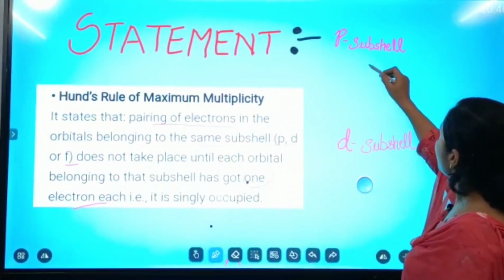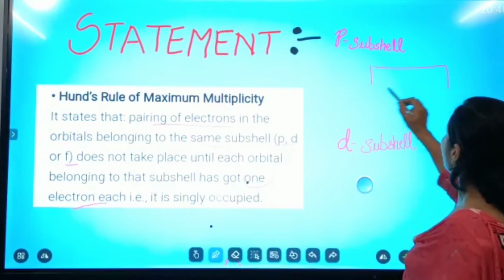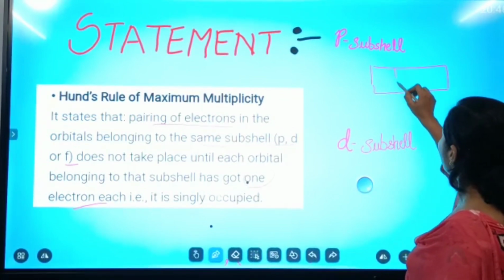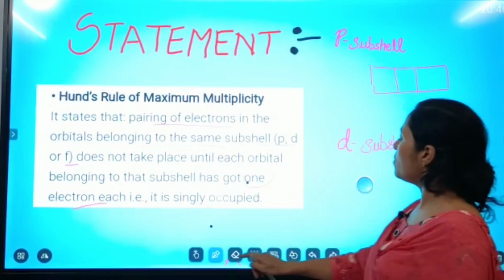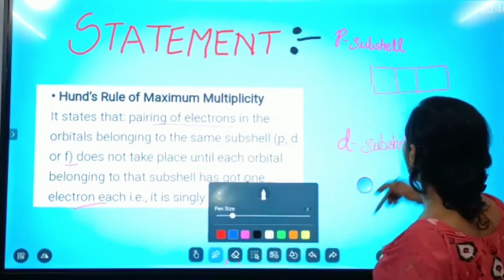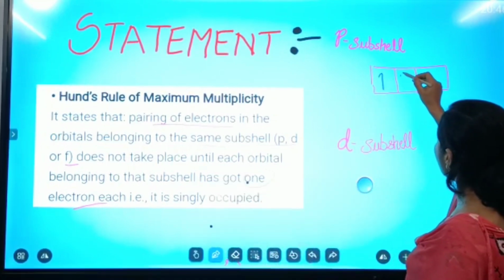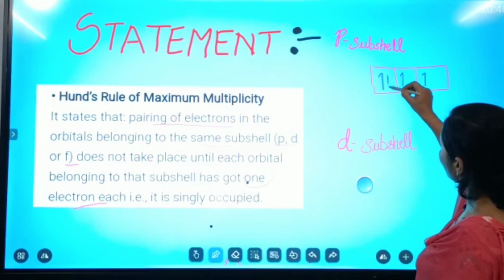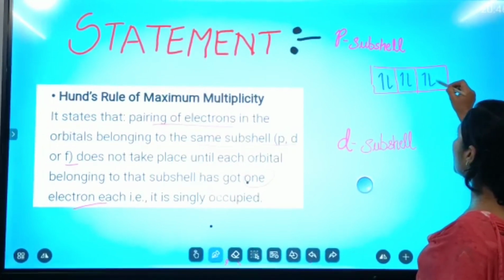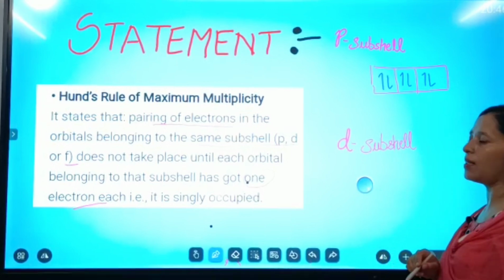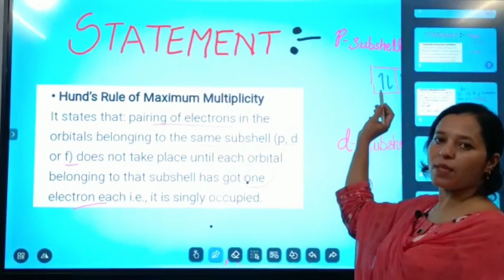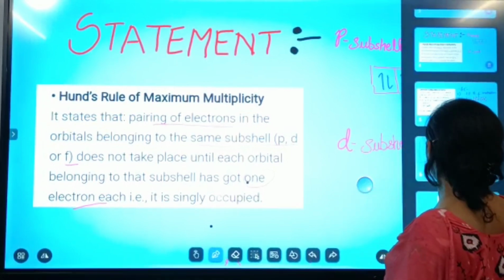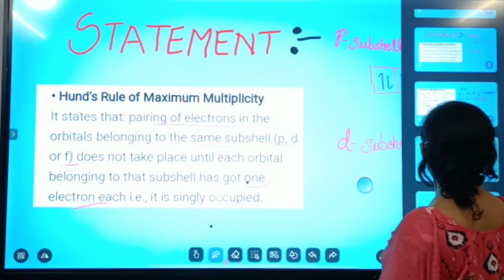Let's see, in the p subshell we have 3 orbitals. How many orbitals? 3. So we will be filling the electrons according to Hund's rule, first singly, and only after that we will be pairing up the electrons in the p subshell. In each orbital 2 electrons will be filled. So the p subshell has a total of 6 electrons.